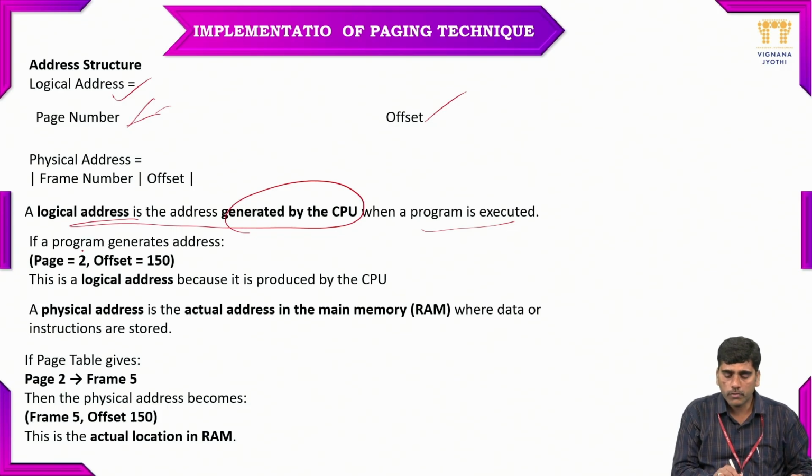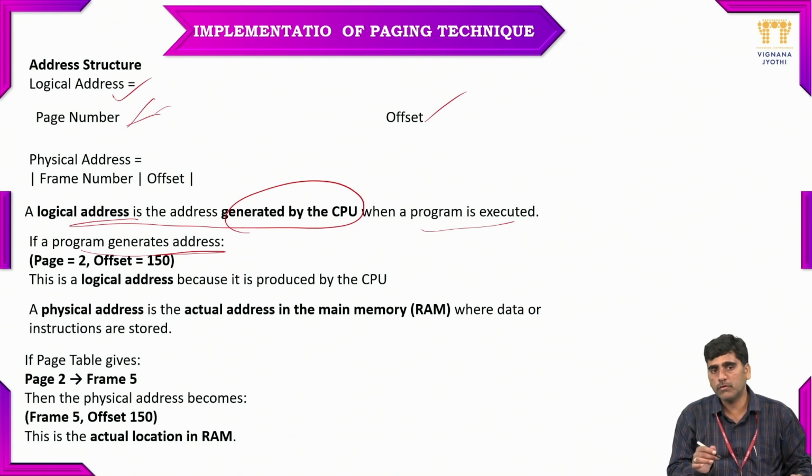So if a program generates an address with page equal to 2 and offset equal to 150, this is the logical address because it is produced by the CPU, right? Now with this we have to form the physical address. The physical address is the actual address in the main memory.